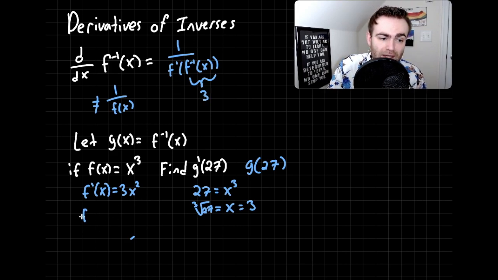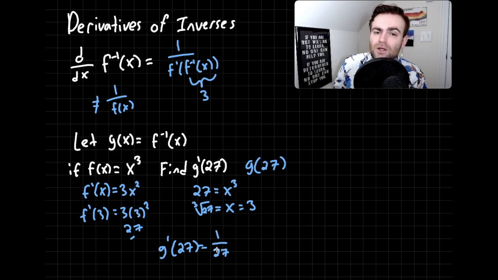So f prime of 3 is equal to 3 times 3 squared, which just so happens to be 27. So our answer is g prime of 27 is equal to 1 over 27. Not too bad. It's just another rule, and it's kind of niche. It doesn't come up very often in my class.